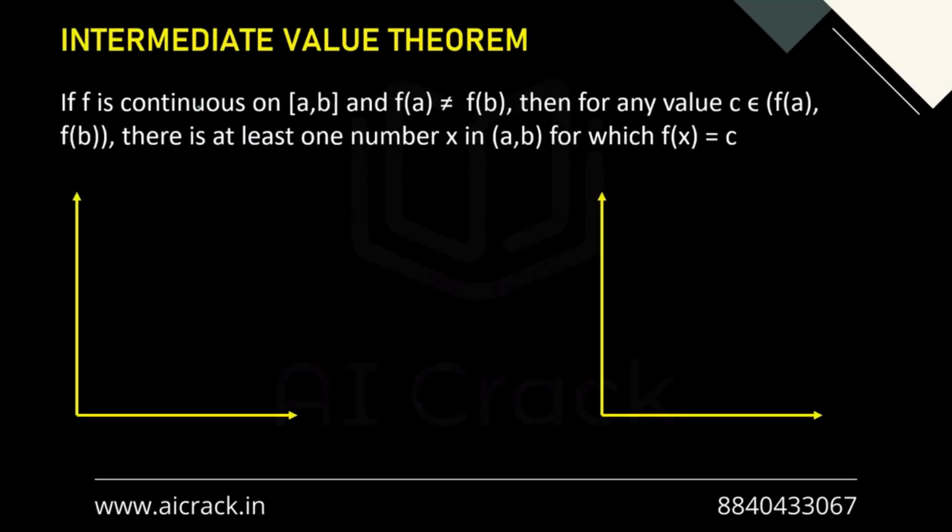And now let us talk about the intermediate value theorem. If f is continuous on [a, b] and f(a) is not equal to f(b), then for any value c that lies between f(a) and f(b), there's at least one number x in [a, b] for which f(x) equals c, right?